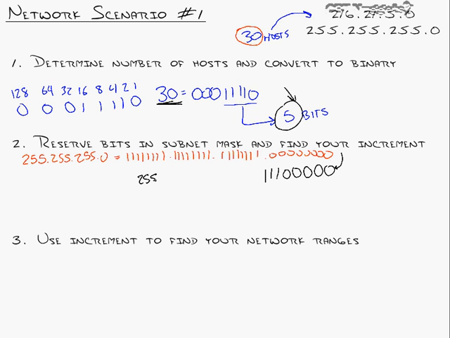Our new subnet mask is 255.255.255, and if we convert this one back to decimal, that will be .224 if we add up all those numbers. Or if we were using the bit notation, that would be a /24 plus 3 more, /27. Our increment is the lowest network bit, which is a 32. That's our increment. Now we can find our network ranges.